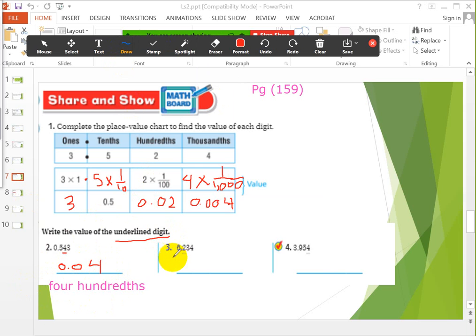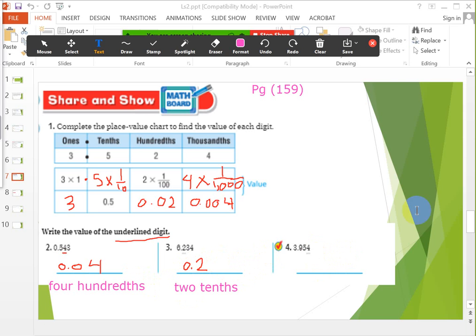Let's move to exercise number 3. Look, that's the line under the 2 in the tenths. Excellent. So the value of the number, it will be 0.2, 2 tenths. Or I can write it in another way. I can say this is 2 tenths. Okay? 2 tenths. So you can write it like this or like this, and it will be the same.